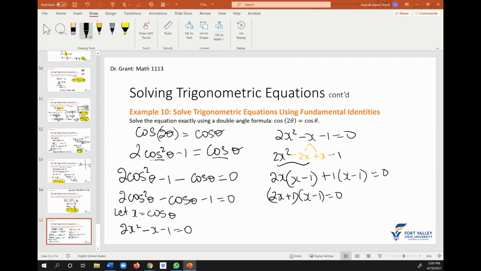Using the fact that we let x be cosine, we can rewrite this as 2 times cosine theta plus 1 times cosine theta minus 1 equals 0. So that means either 2 cosine theta plus 1 equals 0 or cosine theta minus 1 equals 0.